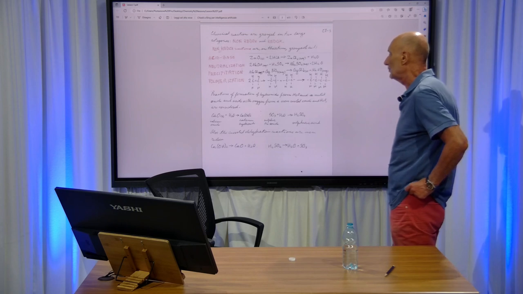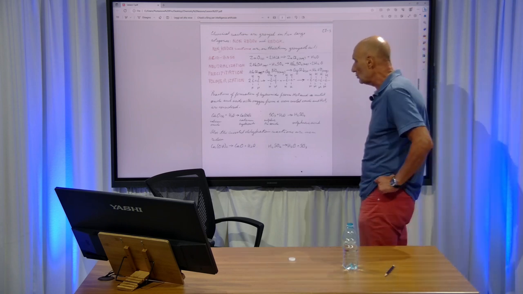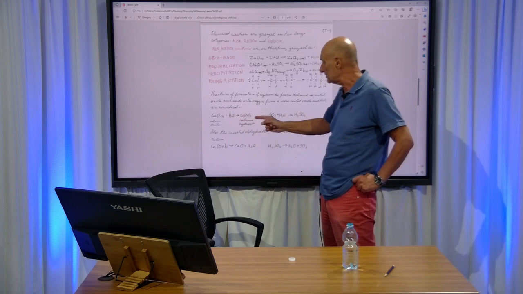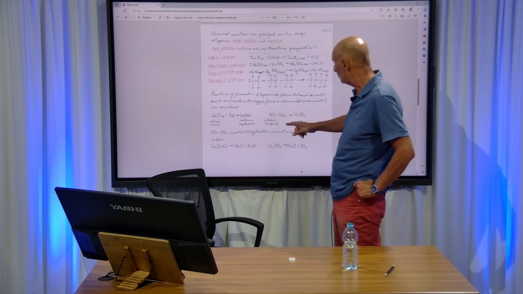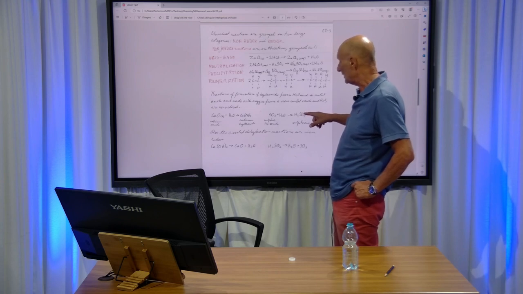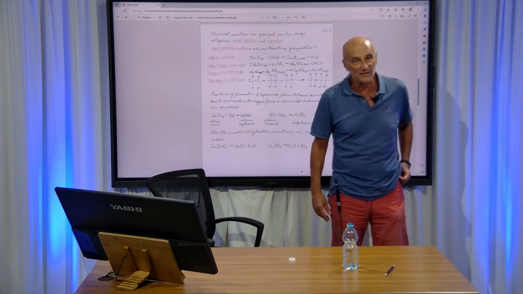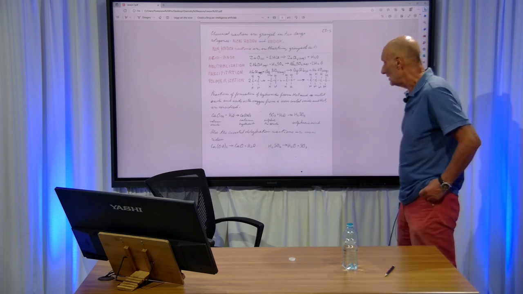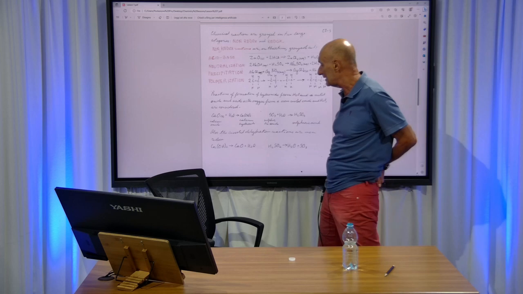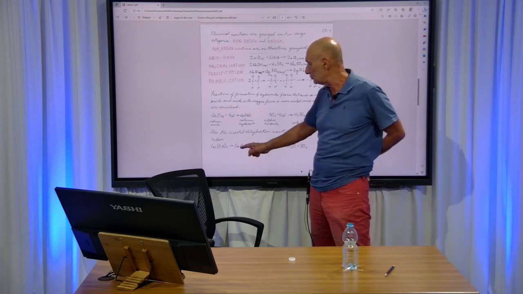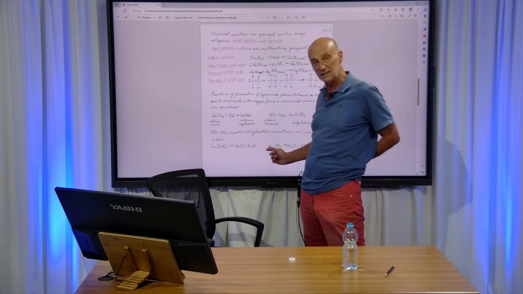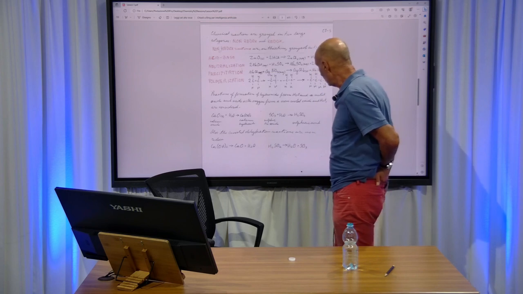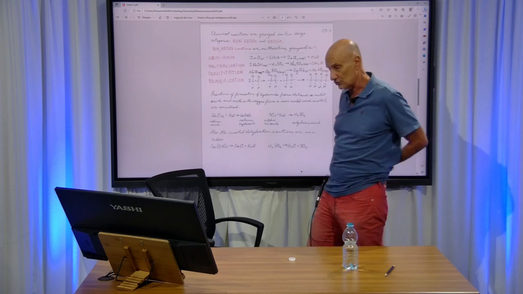Another example of reaction: if calcium oxide reacts with water, it turns into calcium hydroxide. If sulfur trioxide reacts with water, it turns into sulfuric acid. But also the inverse reaction may be possible. If you heat calcium hydroxide, it decomposes into calcium oxide and water. And if you heat sulfuric acid, it turns into water and sulfur trioxide.